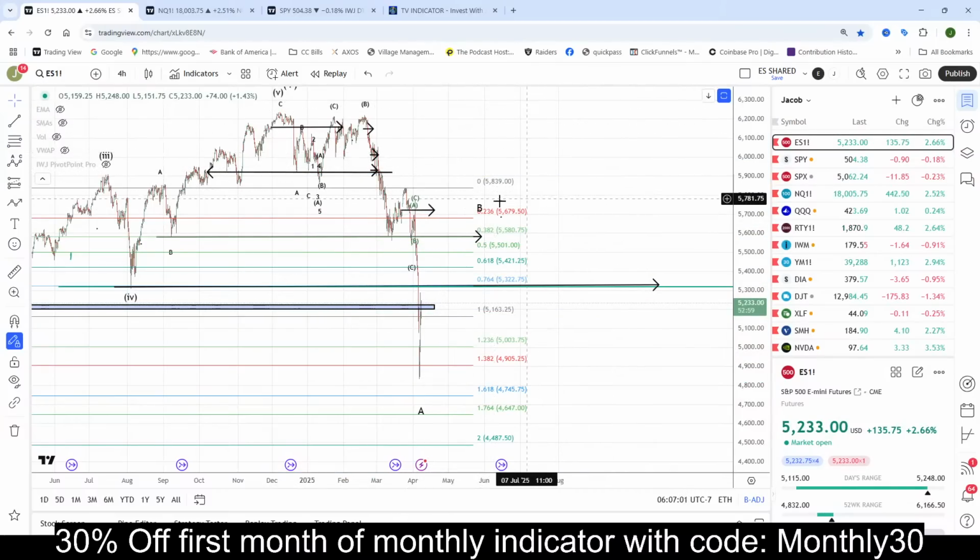Before we get into trading here, we got about 20 minutes. You should be able to see it on the screen if you don't already have it.